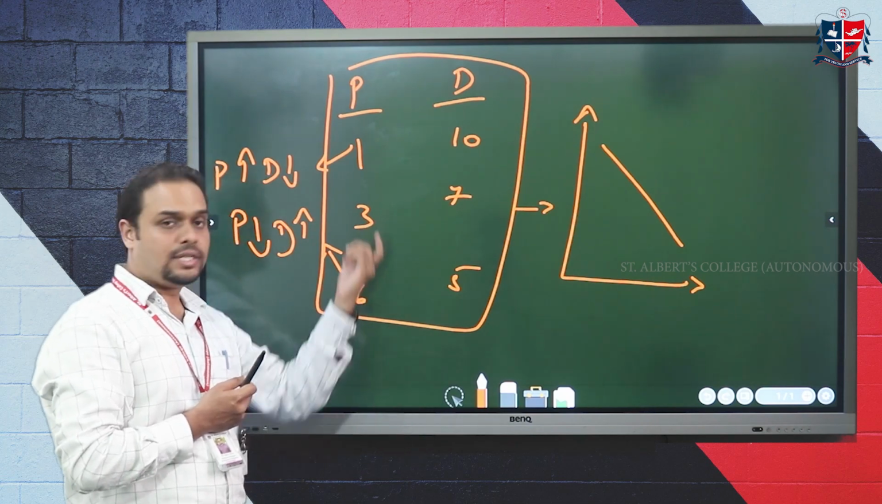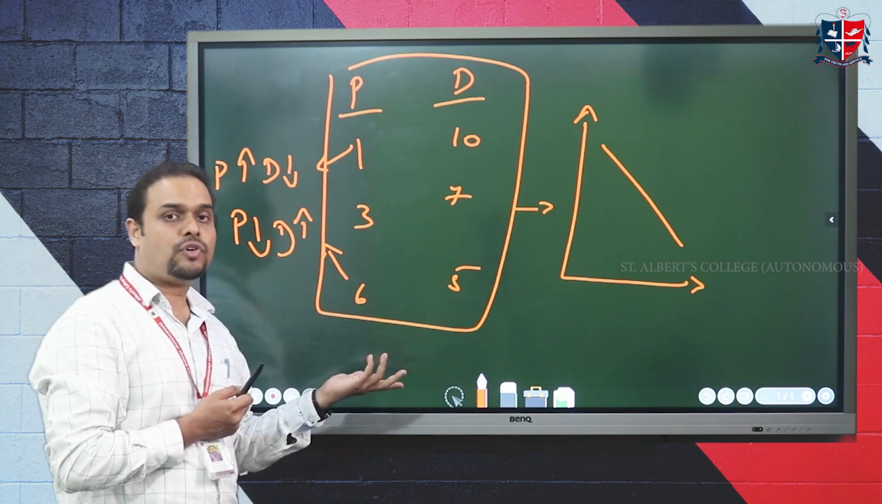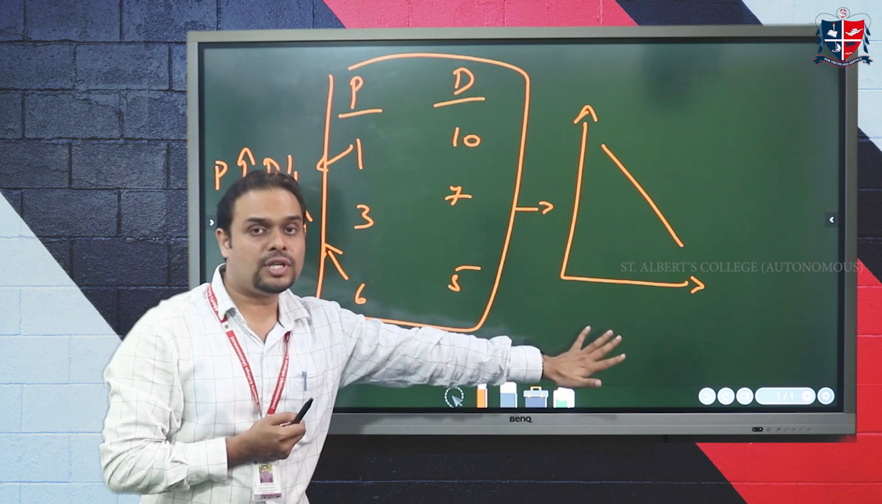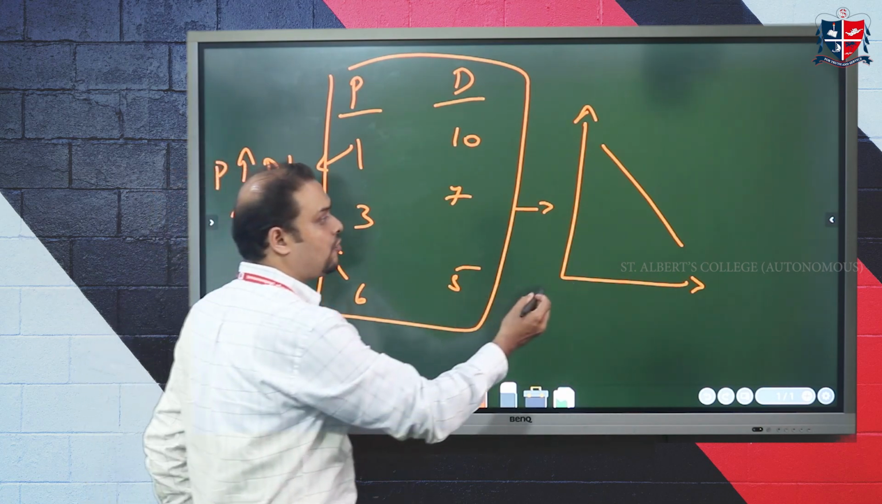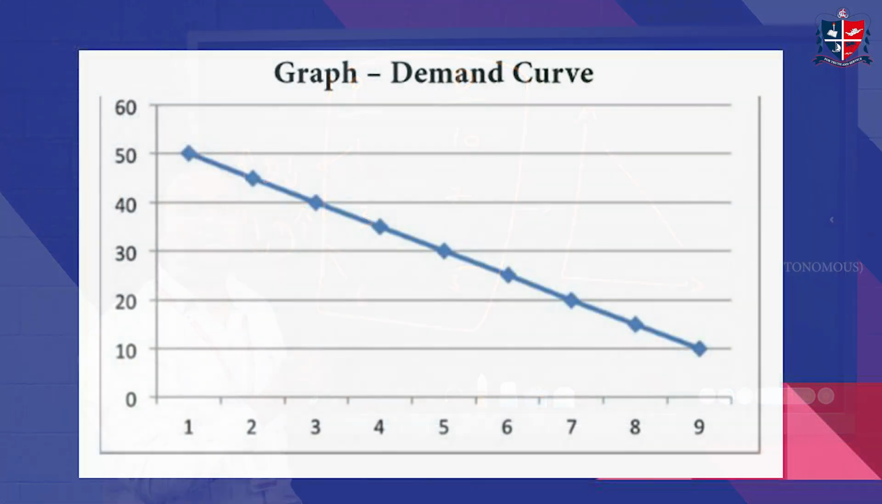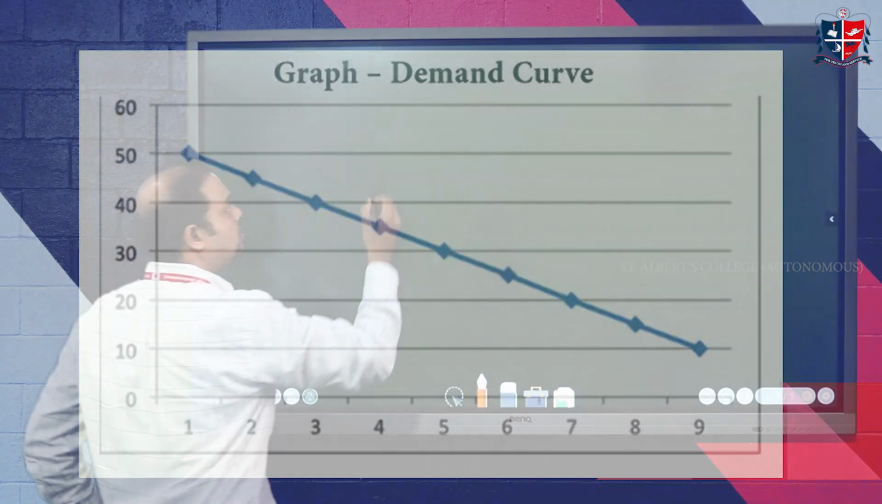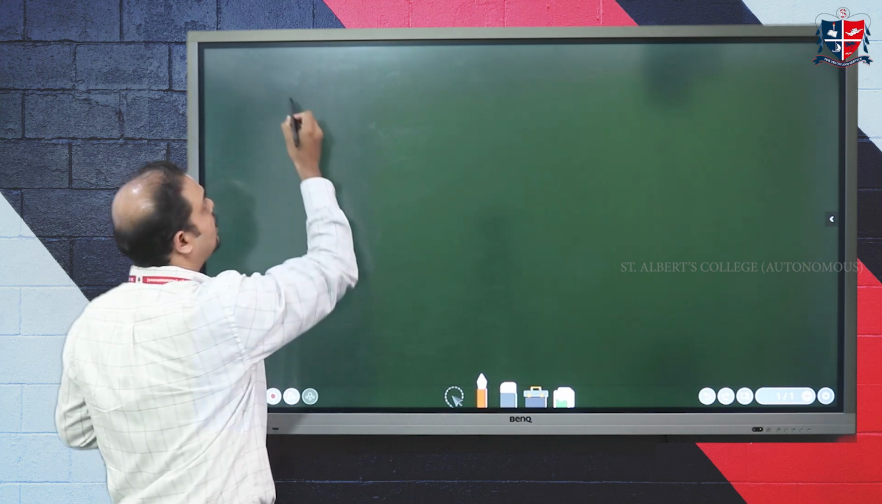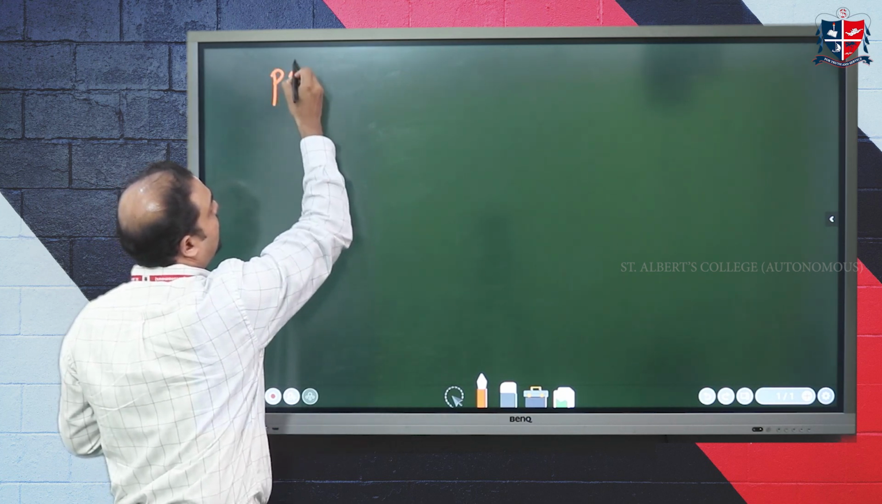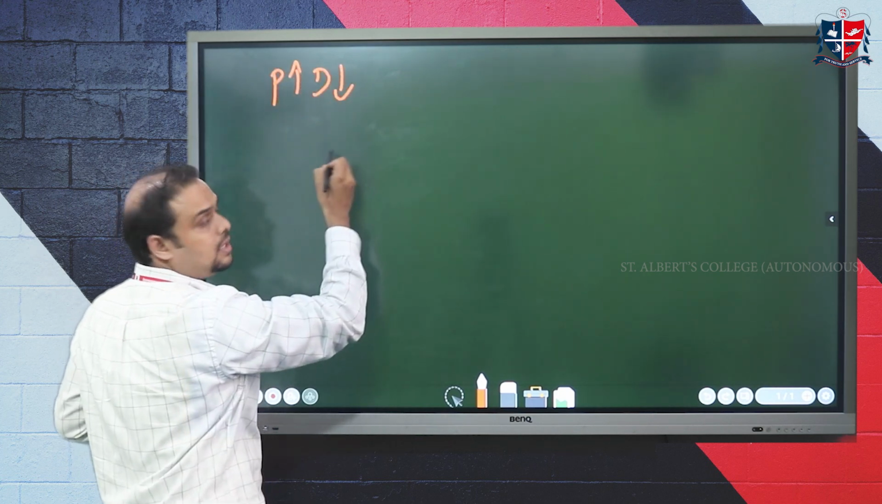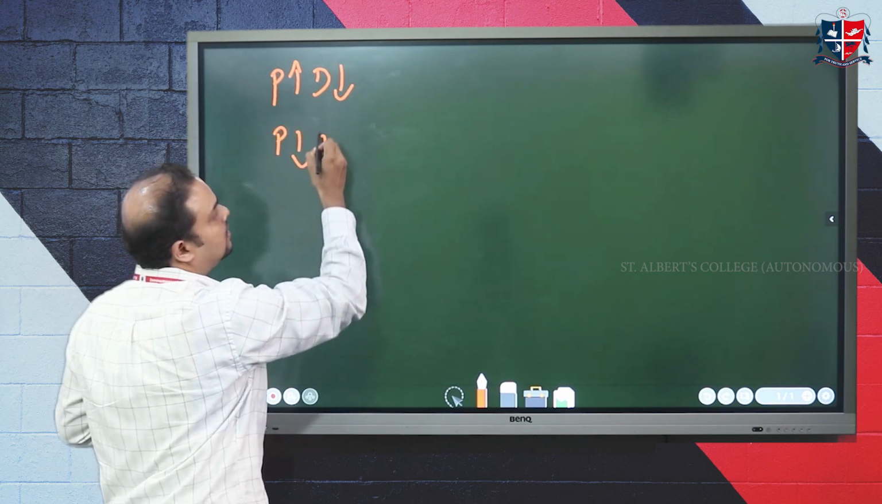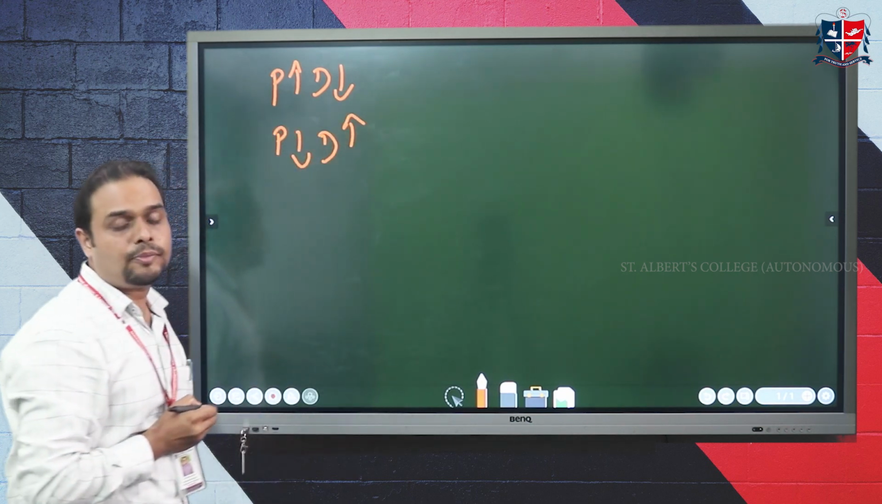First you need to have data presented in a tabular format, and then you convert that into a graphical format. When you convert that into a graphical format, it becomes a demand curve. So the demand curve is the graphical representation of a demand schedule. Let me start with how a demand curve generally functions. The basic premise of a demand curve is that as price increases, demand decreases, and as price decreases, demand increases.